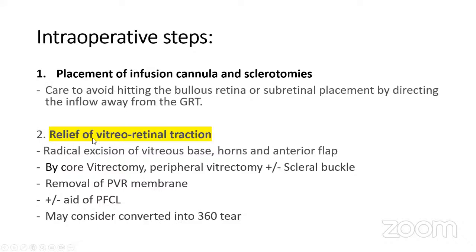The main key point here is that we need to release the vitreoretinal traction, especially at the anterior flap. By doing this, we need a radical excision of the vitreous base up to the horn and removal of the anterior flap. In this case, we need to remove the anterior flap because it is already non-functional. By leaving it, it can only induce PVR.